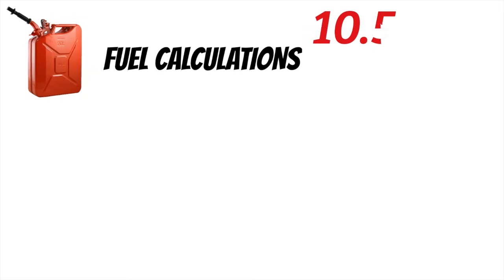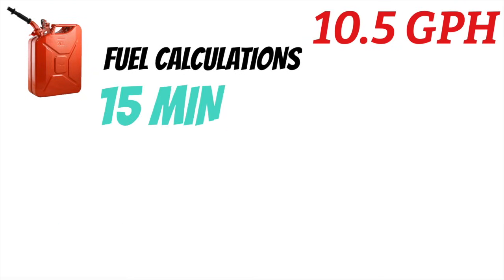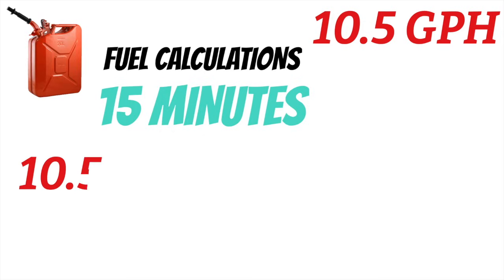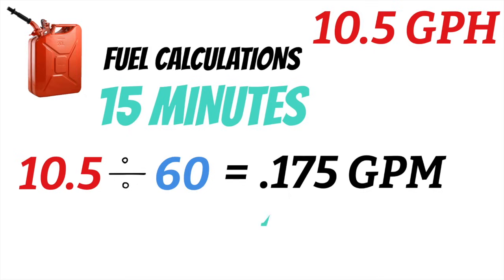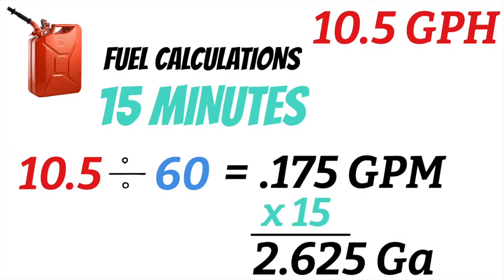What if I'm burning 10.5 gallons per hour and I'm flying for 15 minutes? Looks like if we convert 10.5 gallons per hour over to minutes, we're going to be burning 0.175 gallons per minute. So in 15 minutes, we will have burned 2.625 gallons.